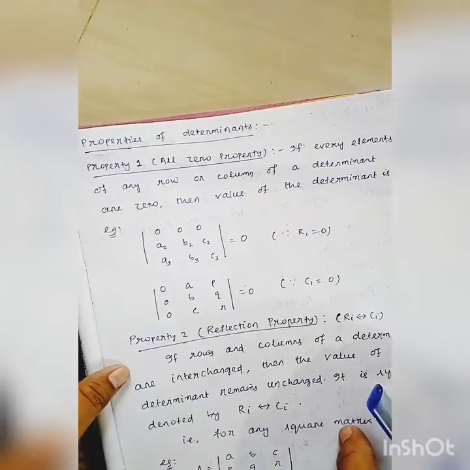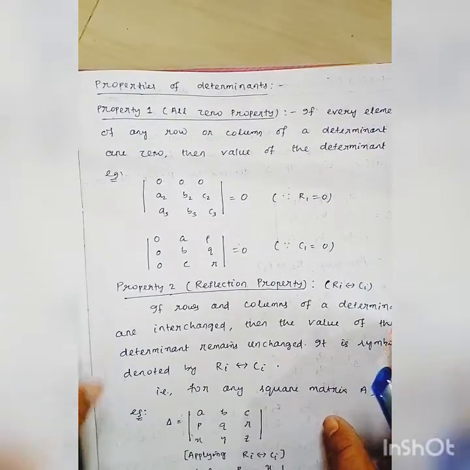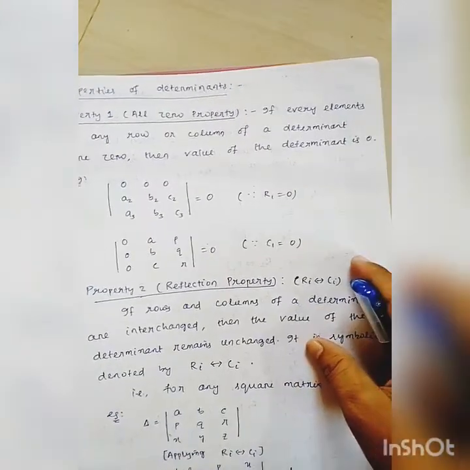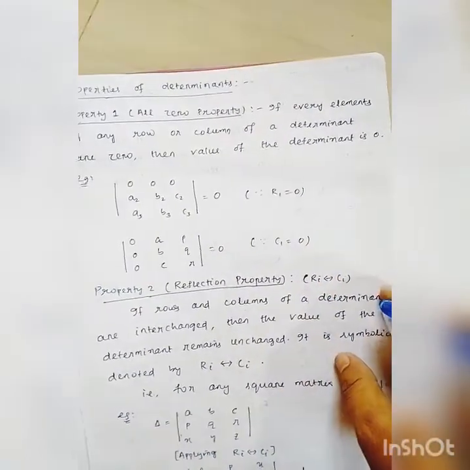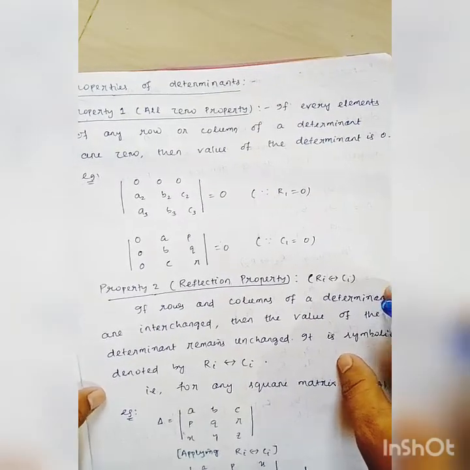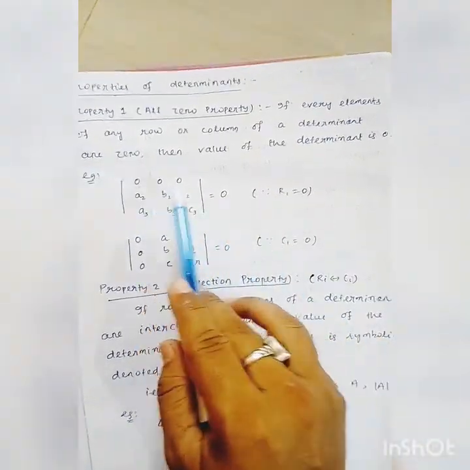Properties of determinants. The first property, all zero property. If every element of any row or column of a determinant is zero, then the value of the determinant is zero. For example, the determinant of this is equal to 0.